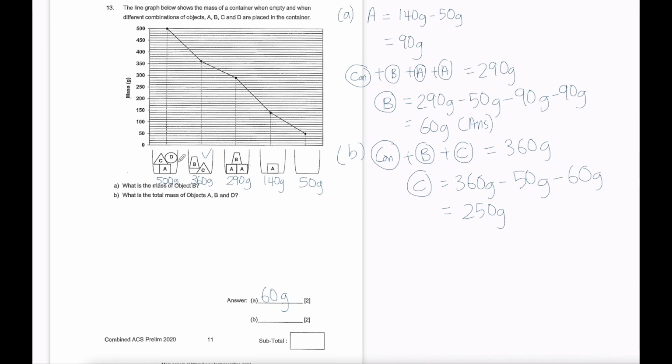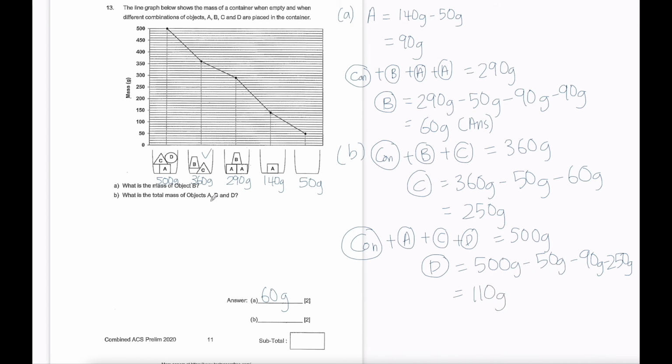Okay, so let us use this now. Container plus A plus C plus D gives us 500 grams. Okay, so to find out what is D, we need to take the total minus away container, minus away A, and minus away C. Our final answer for D will be 110 grams.